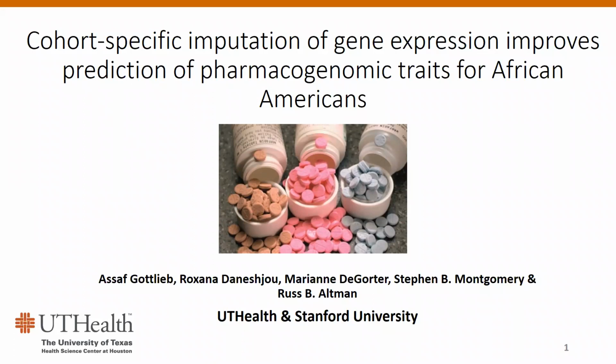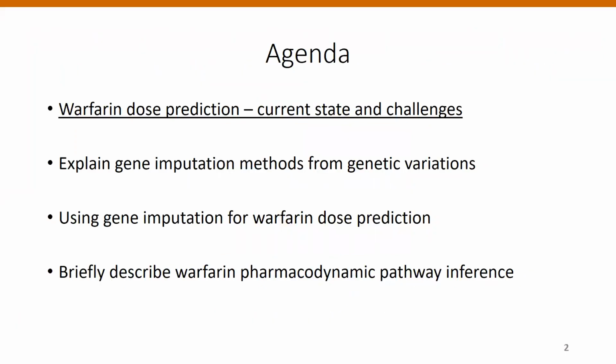and has continued until now when I moved to UT Health. And its title is cohort-specific imputation of gene expression improves the prediction of pharmacogenomic traits for African Americans. It's slightly different than the bioRxiv title because we are now under peer review and we are changing slightly some of the text. So on the agenda today, at first I will speak about warfarin dose prediction, what is the current state and what are the challenges.